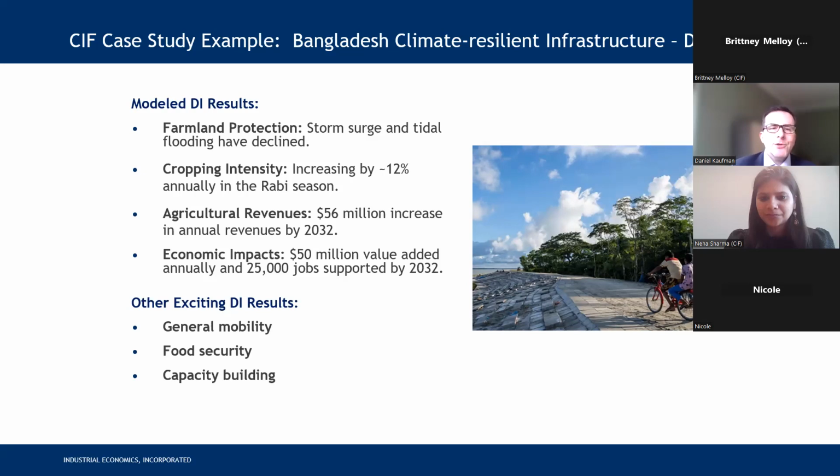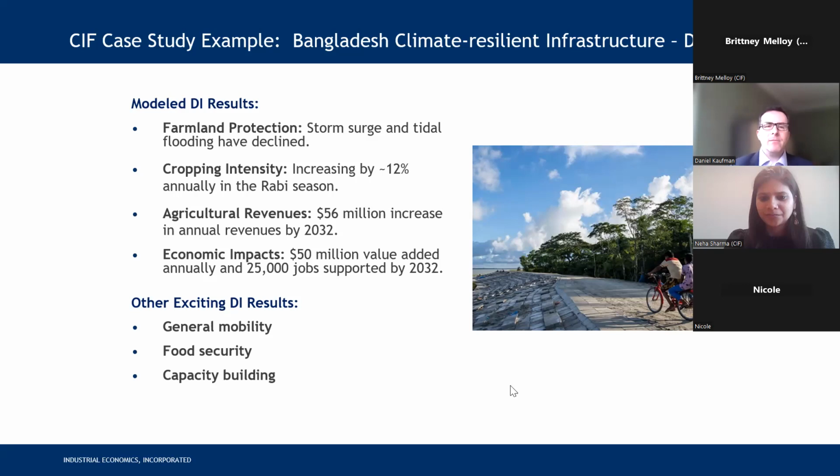Now, in addition to the modeling results, there were also a number of other exciting and somewhat unexpected development impacts. For example, increased mobility. As shown in this photo of the children riding their bike on the polders, the polders don't just protect the farmlands from storm surge and flooding, they can also serve as roads, providing access to markets, schools, work, and healthcare.